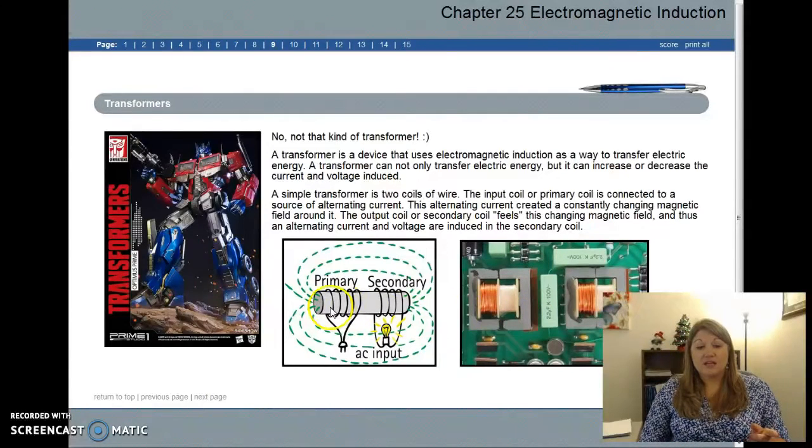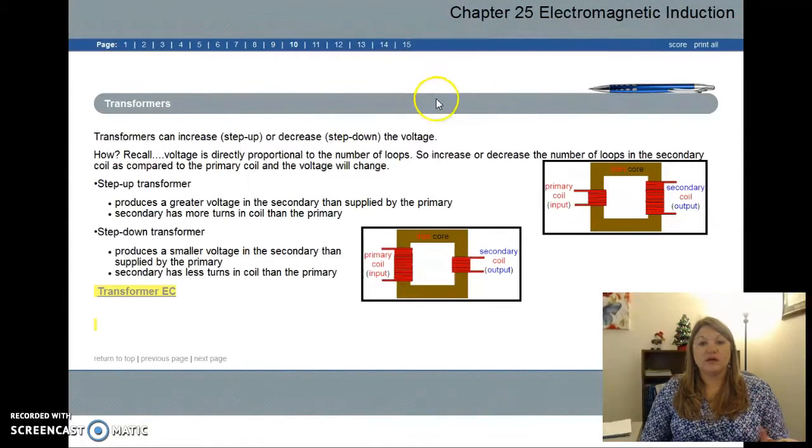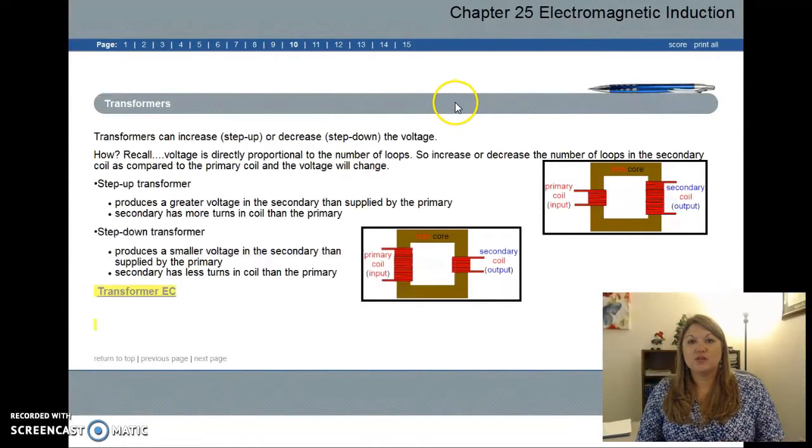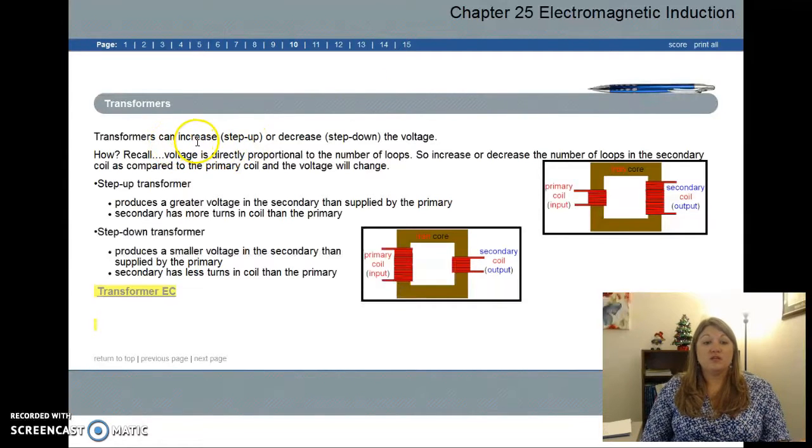Now these two coils are connected by this iron core here, the iron bar. What that does, as we've learned in the past, is just strengthens that magnetic field. How does it actually work? How can we increase or decrease the voltage? Well, if you increase the voltage, that's called a step-up transformer. If you decrease the voltage, that's a step-down transformer.